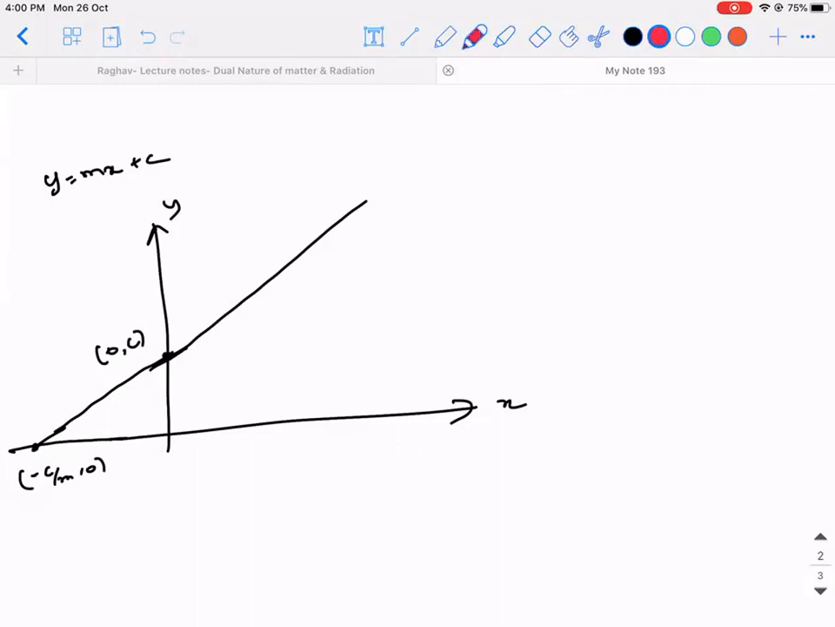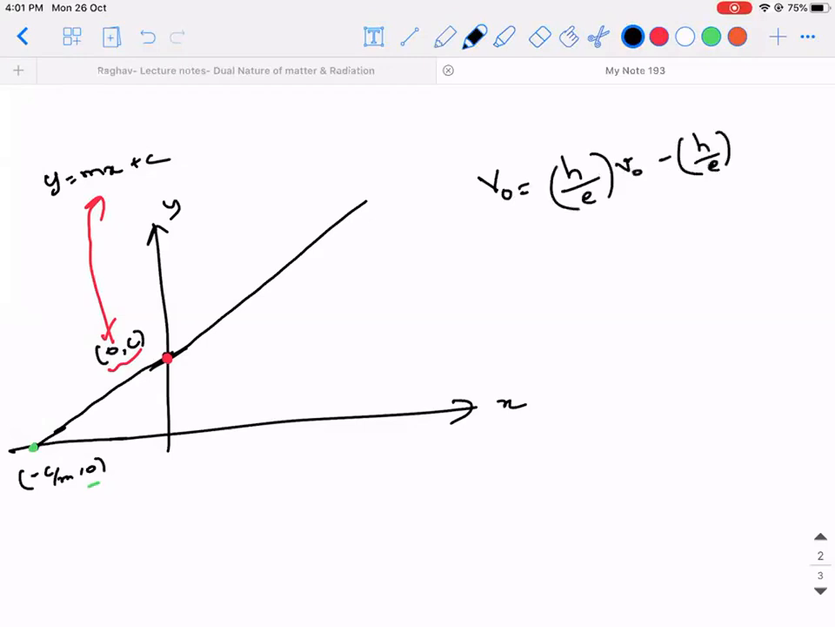So listen, to get the red color point, you need to put x is equal to 0. So when you substitute x is equal to 0, you will get y is equal to c. That is why the point is 0, c. Similarly, for you to get the green color point, you need to put y is equal to 0. When you put y is equal to 0, x is equal to minus c by m. So if I use the same logic, then the mathematical equation that I had in my hand is v naught is equal to h by e into nu minus h by e into nu naught.